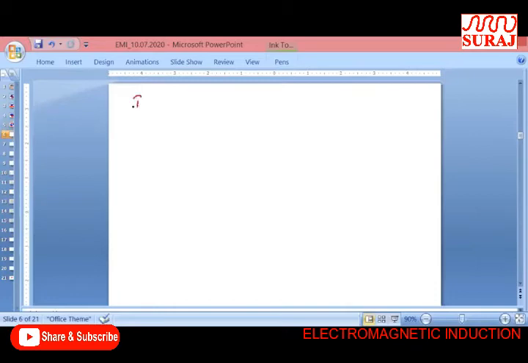Consider this as equation number 1 because we are going to use this equation in the next slide. From this equation, what we got? dE equals L I di.